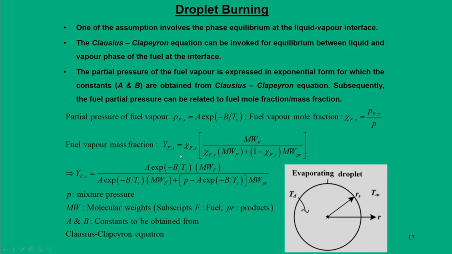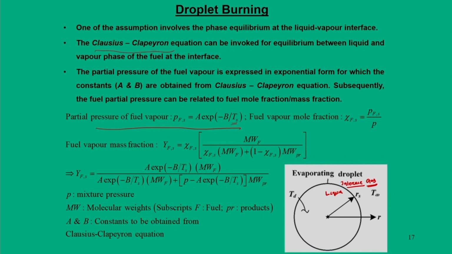Then we move on to another aspect: what happens at the liquid surface or gas interface. So, this is the interface location. It means this is the liquid and this is the gas phase, and at the interface on the liquid side we define the partial pressure of the fuel vapor in an exponential manner. The partial pressure of fuel vapor is A times exponential of B by Ts. Ts is nothing but the surface temperature of the droplet, and typically the simplest way is to use the boiling point.